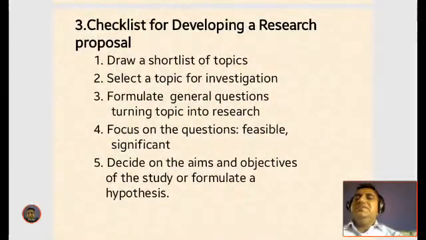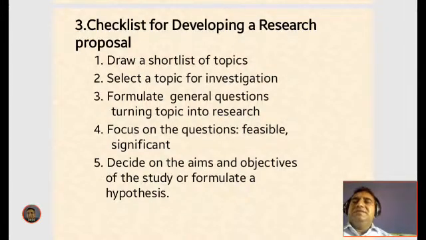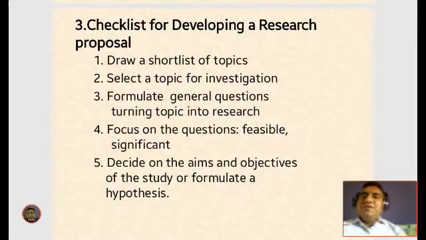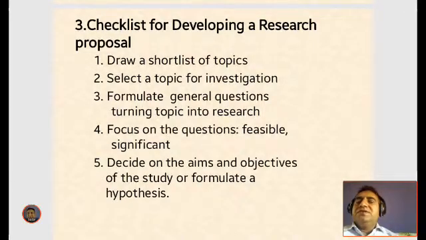Checklist for developing a research proposal. What are the necessary checklists that are required for developing a research proposal? I have mentioned them as below. Draw a shortlist. A shortlist of topic selection should be made first. Select a topic for investigation. The appropriate topic should be selected for further investigation. Formulate general questions, turning the topic into research. The general questions are to be formulated in order to turn the topic into the actual research.